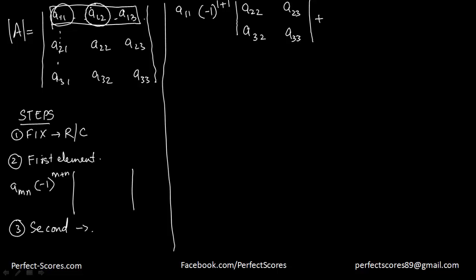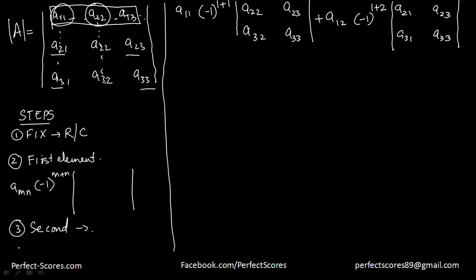that is a12, and then I'm going to say negative 1 raised to the power 1 plus 2 into the determinant of, so we're going to forget this column and this row. That means we're going to have this and this left, that is a21, a23, a31, and a33. Then again we're going to go to the third element and perform the same steps.